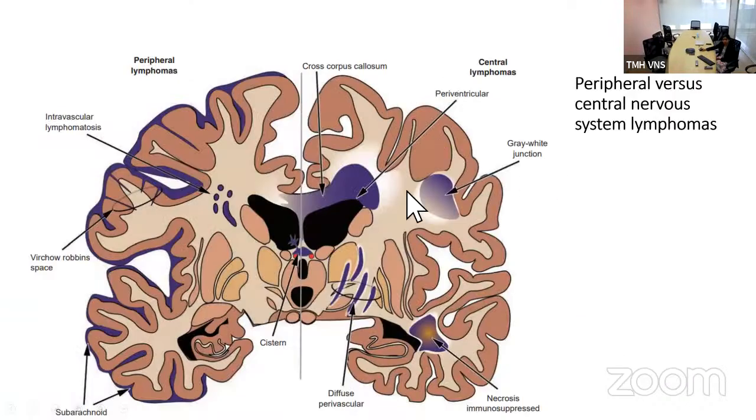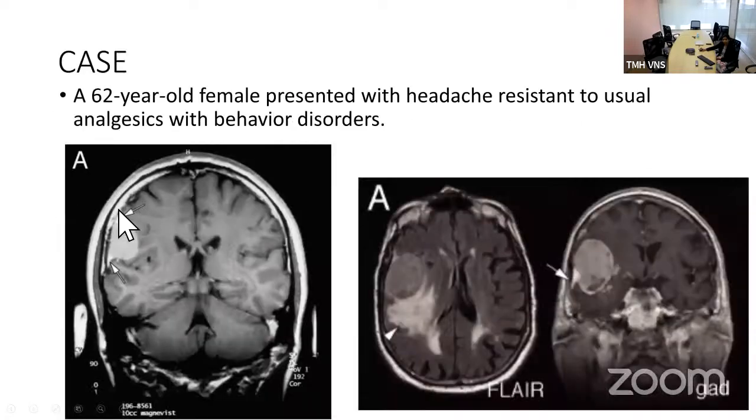Now, lymphomas can be primary and secondary. The primary lymphomas have a periventricular location, or can be at the gray-white matter junction, while secondary lymphomas are located in the subarachnoid space or the Virchow-Robin space, or can have intravascular lymphomatosis. Now coming to some extra-axial tumors, the meningiomas and the schwannomas. In this we can see MRI showing a dural tail with uniform hyperintensity. Aggressive lymphomas show more edema and shift of the brain.